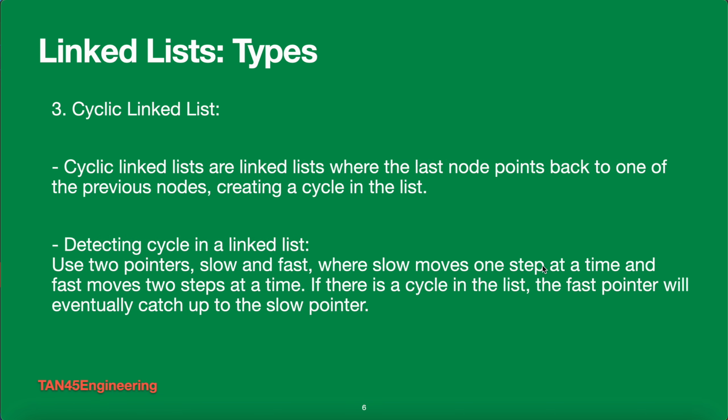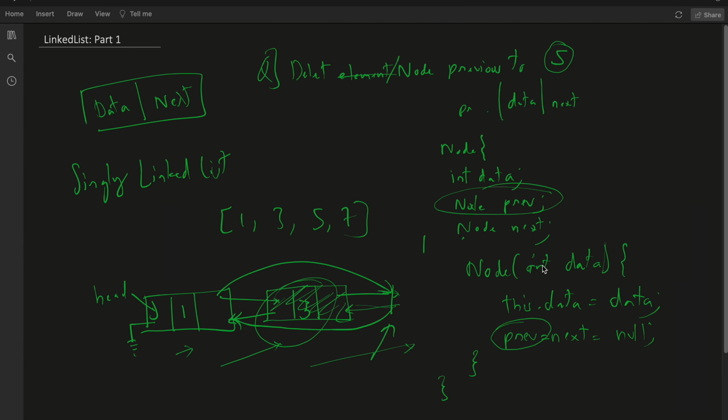The third type of linked list is the cyclic linked list. Okay, so it happens when you have a circular linked list. Cyclic lists are linked lists where the last node points back to one of the previous nodes, creating a cycle in the list. So it says one of the previous nodes, it need not be the head node again. Okay, let's quickly look at the example.